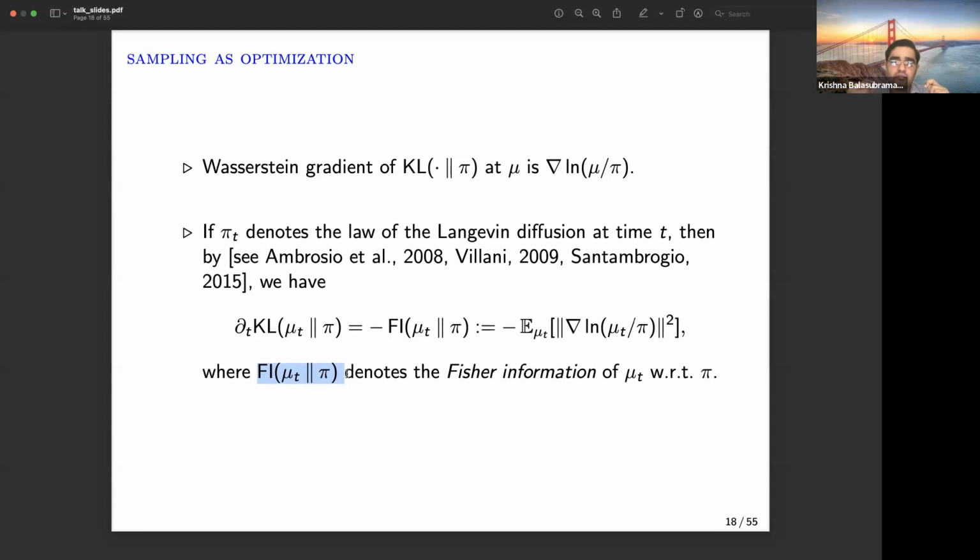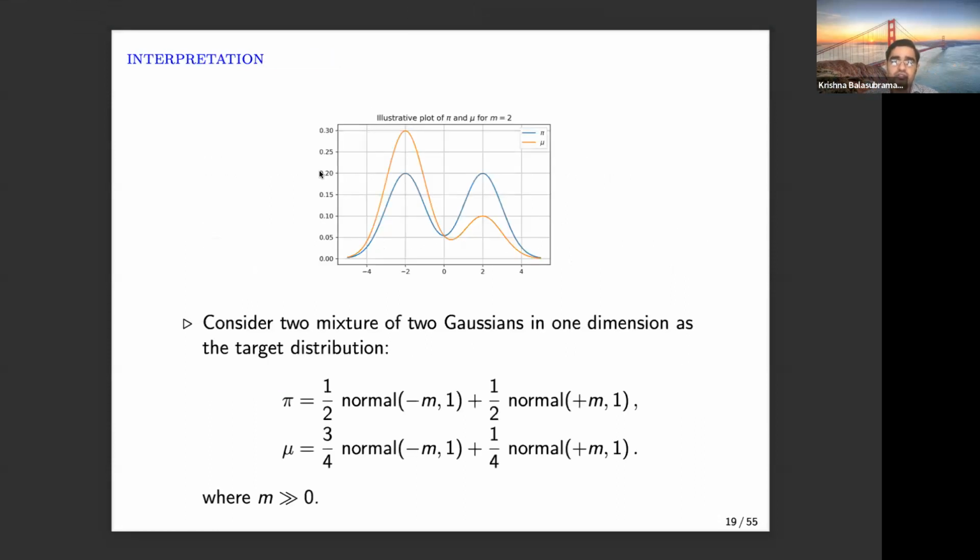That will be the notion of first order stationary solution for sampling that we are proposing in this line of work. Okay, so now let's understand this notion of stationarity a little bit more.